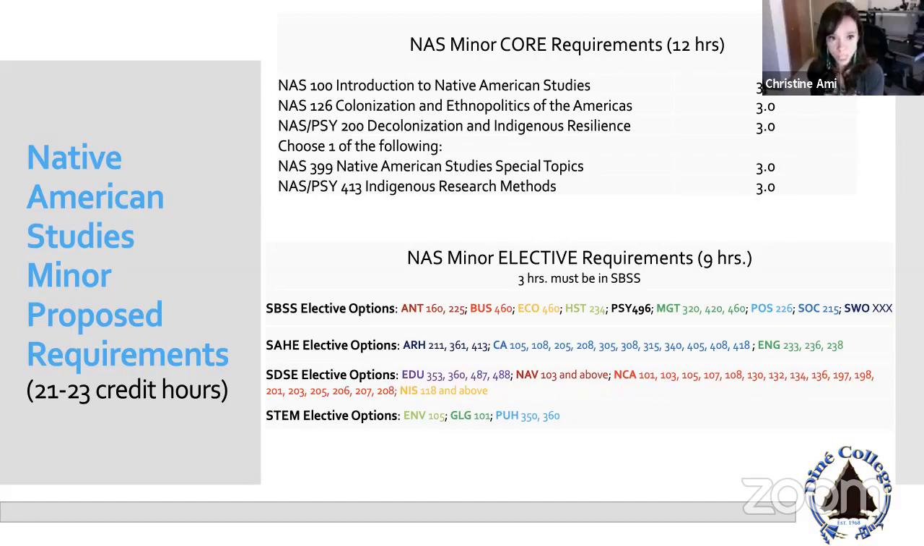Another class that we're also looking at as a core requirement would be our Colonization and Ethnopolitics of the Americas. This is really taking a look at that transition period between pre-contact and contact, and looking at the various colonization eras and movements that we've had throughout the centuries, and specifically, how does politics play into this, and looking at legal systems all the way up into today's realm. So once again, it's a general survey, but it's really much focused on the various areas of colonization.